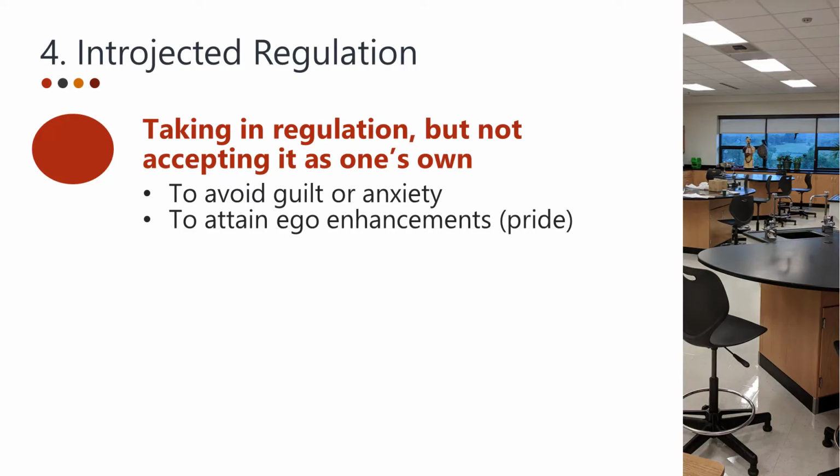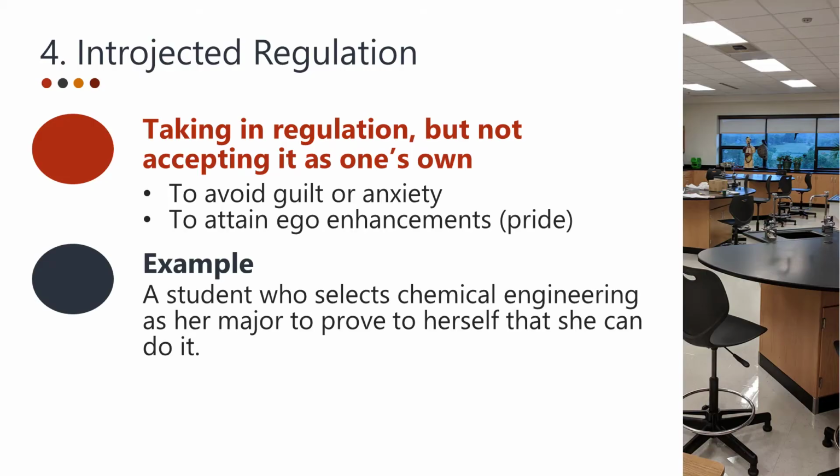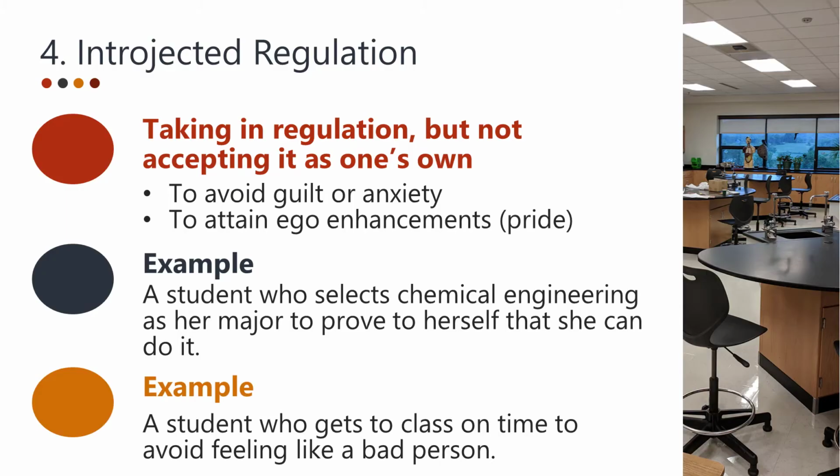Another type of extrinsic motivation is introjected regulation. Here someone starts to internalize by valuing the activity and taking in regulation, but doesn't accept it as their own. Instead, they do it to avoid guilt or anxiety, or to attain ego enhancements, which means that they do it for the sake of their pride. An example would be a student who selected chemical engineering as her major to prove to herself that she could do it, or a student who gets to class on time to avoid feeling like a bad person.